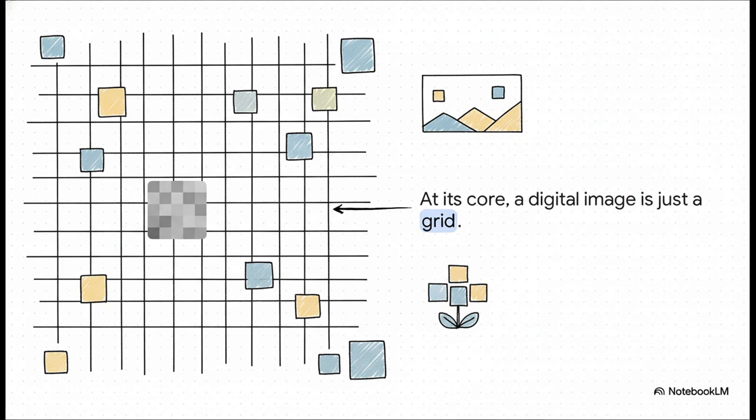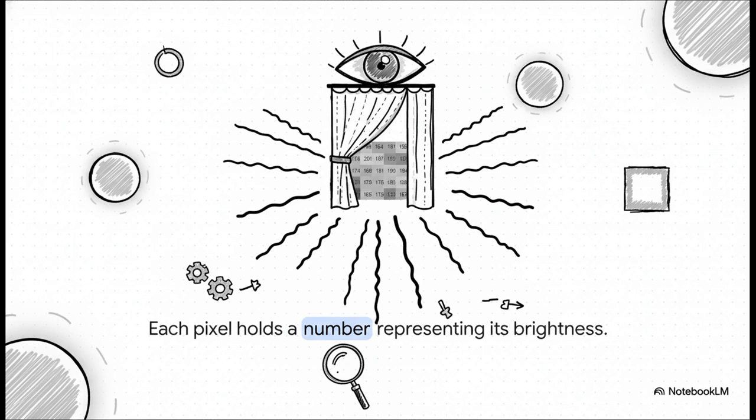Every single digital photo, whether it's a tiny icon on your phone or some stunning high-res landscape, is just a grid. You can think of it like a spreadsheet made of color. And each little tiny square in that grid, that's what we call a pixel. And this is where we really pull back the curtain.